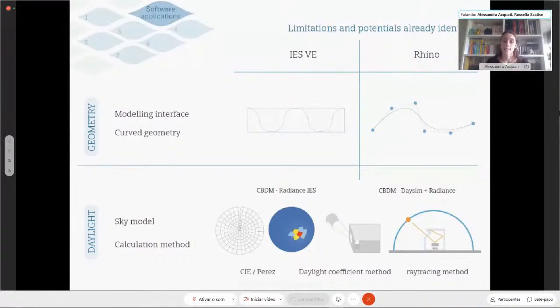Considering then daylight, both of them can use the same sky models and the same calculation method. In particular, climate-based daylight modeling was used when we are calculating the dynamic metrics. Starting with a weather file and with the subdivision of the sky in patches, through the daylight coefficient method and the ray tracing method, it was possible to calculate the different metrics.